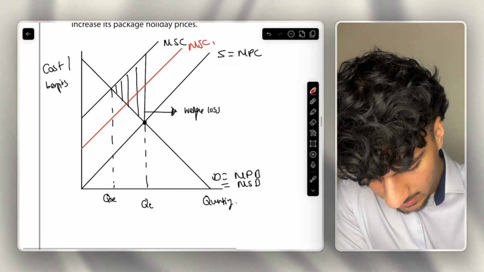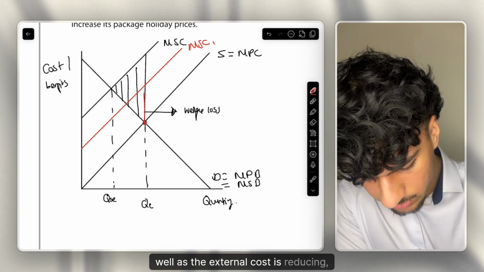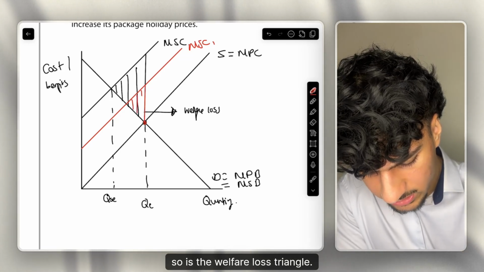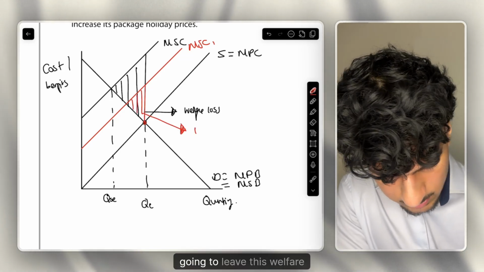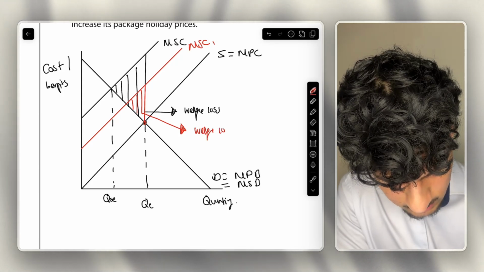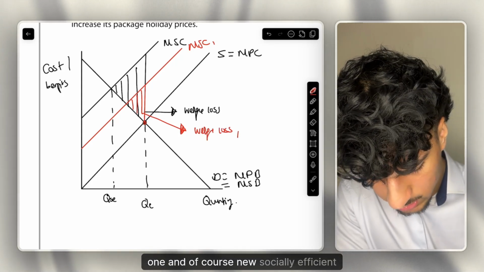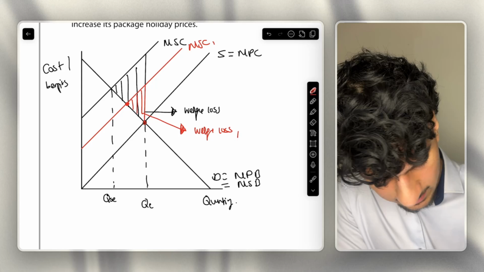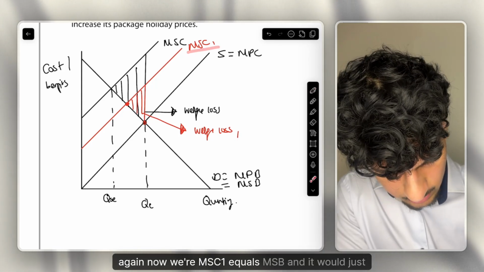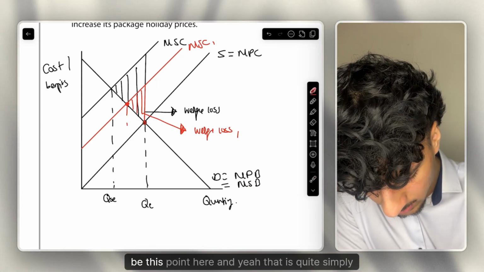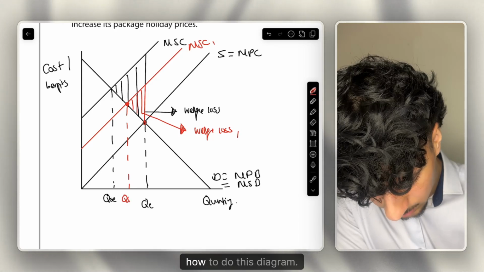So as expected, as the external cost is reducing, so is the welfare loss triangle. So therefore, our new welfare loss triangle, I'm going to label this welfare loss 1, and of course, the new socially efficient equilibrium, which should be at this point here. Again, now we're MSC1 equals MSB, and it would just be this point here. And yeah, that is quite simply how to do this diagram.